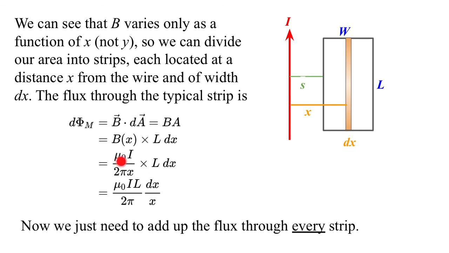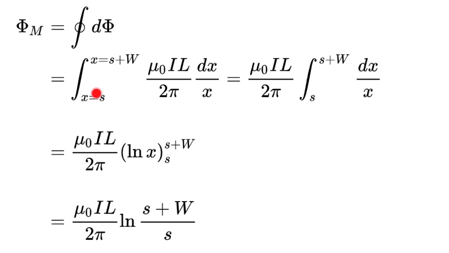And then we can put in our values, mu naught I over 2 pi r, where r here is now x, so mu naught I over 2 pi x times L dx, which is a bunch of stuff times dx over x. The stuff being mu naught I L over 2 pi, and then we're left with dx over x. Then we add up the flux through all the strips that make this up, which means we integrate from x equals s to x equals s plus w. And here's the calculus. It's really not that bad because the integral of dx over x is pretty easy. Since s and s plus w are both positive, I don't need the absolute value bars that are usually there. And so we find that the flux through here is mu naught I L over 2 pi times the natural log of (s plus w) over s.